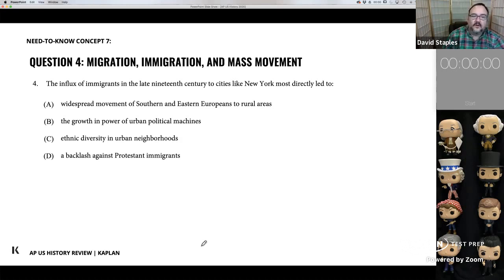All right, so here's number 4. This doesn't have a passage with it, so I'm gonna go ahead and give you a minute to do it. Looking at this, figuring out about what that influx of immigrants meant. So go ahead and work on that and put your answer into the chat.